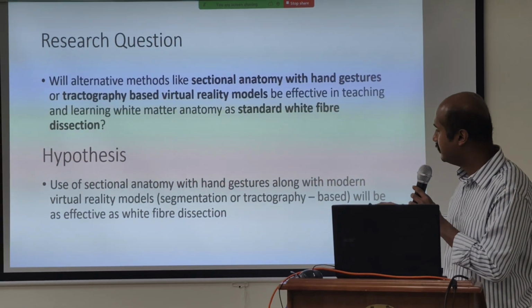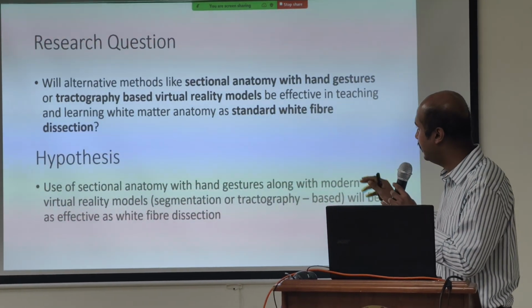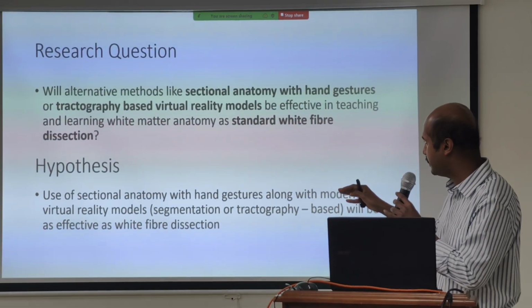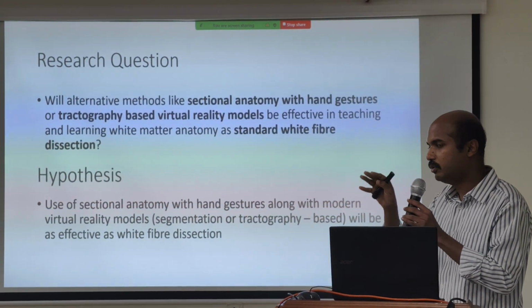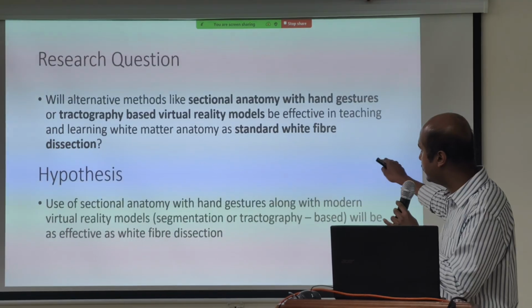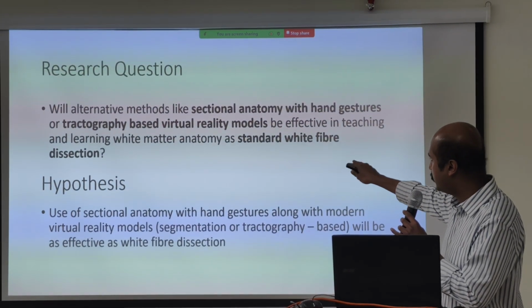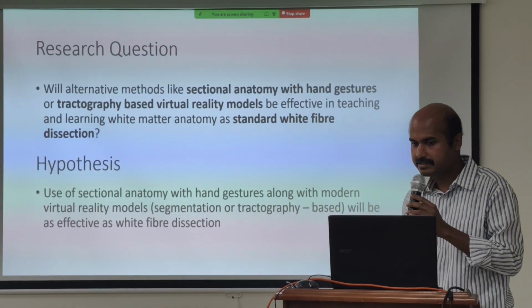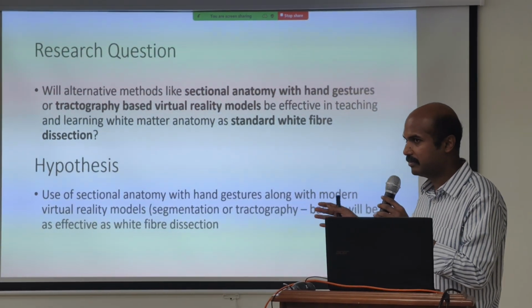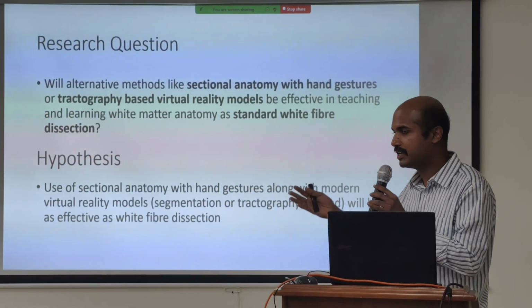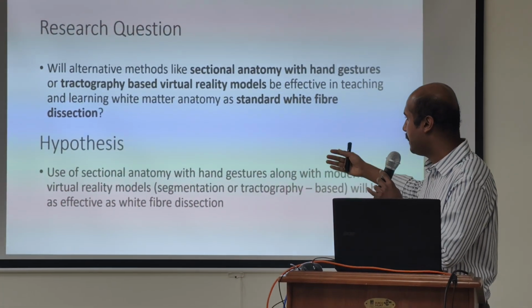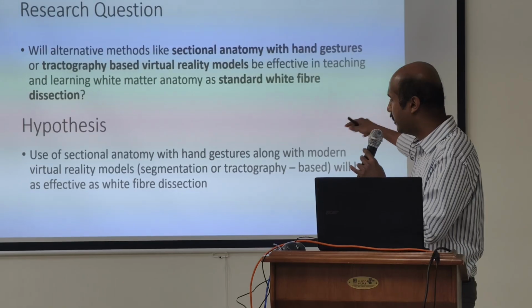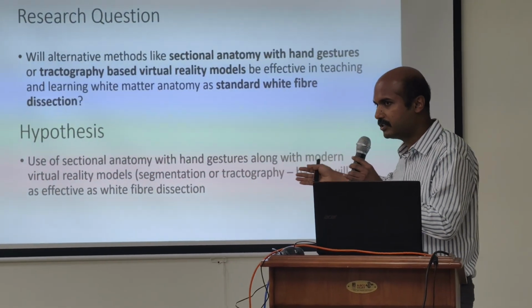So coming to the research question, combining these: will alternative methods like sectional anatomy with hand gestures, or tractography-based virtual reality models, be effective in teaching and learning white matter anatomy as standard white fiber dissection? I'm not including one alone; I'm using sectional anatomy with hand gestures. Standard white fiber dissection is considered the gold standard, so I compared that with the other combination. Why did I take that? Because standard white fiber dissection needs a lot of skill. I'll come to that in the methods.